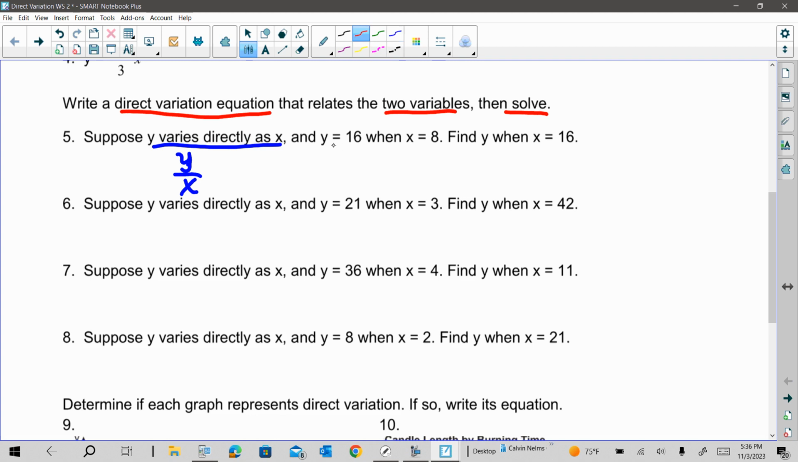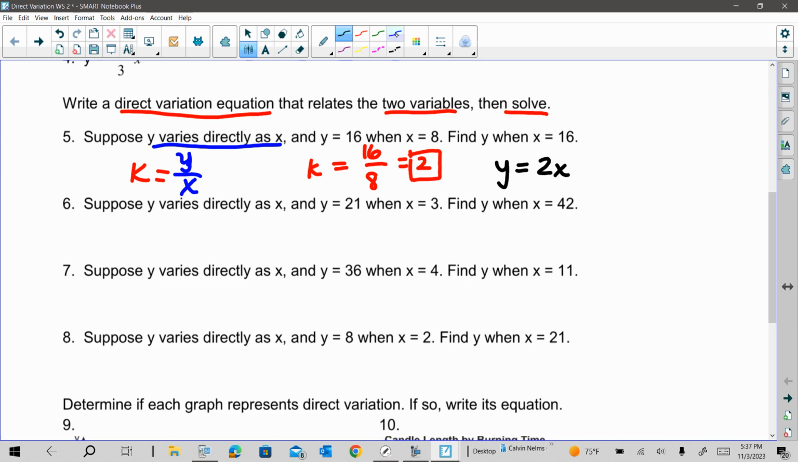Since I know what the k equals, sorry, since I know the y is 16 and the x is 8, we're doing 16 over 8, which equals 2. So that's our k. They want us to write the equation using that k. The equation is going to help us find the y. So the equation is y equals 2x.